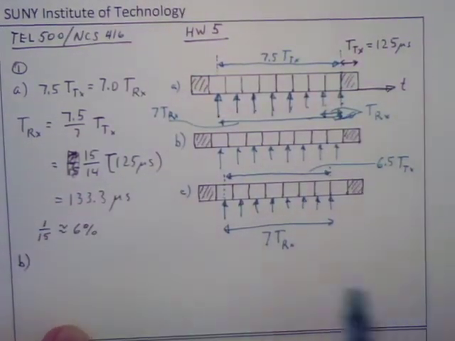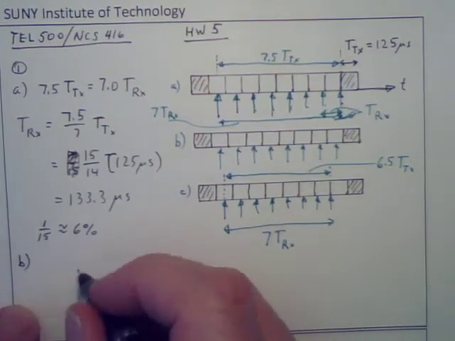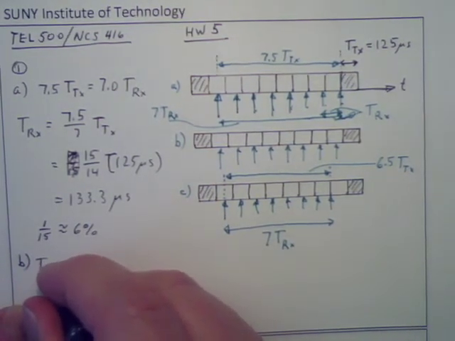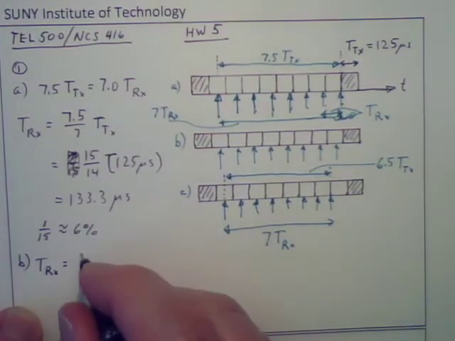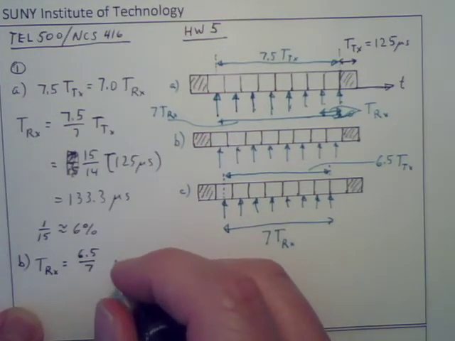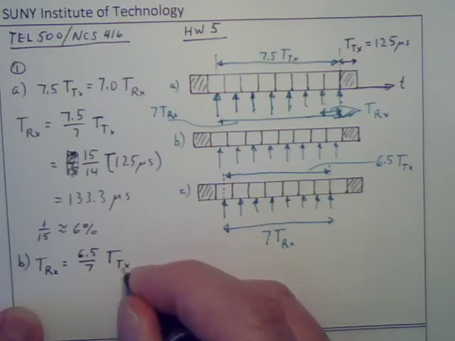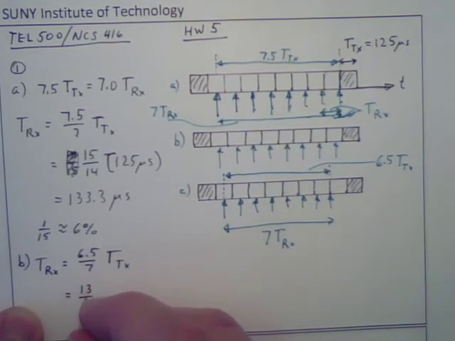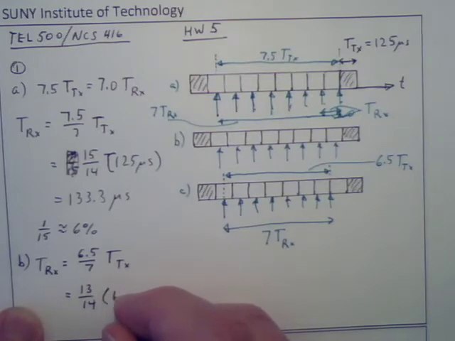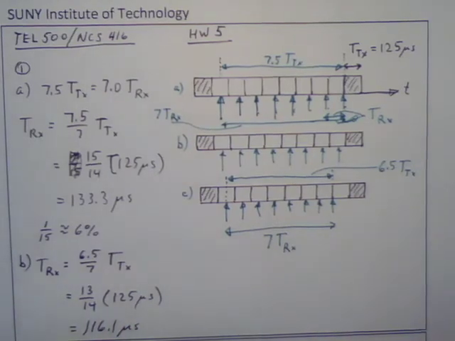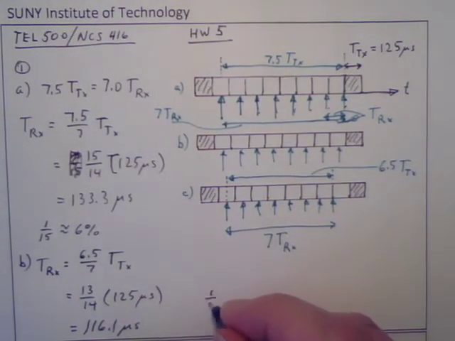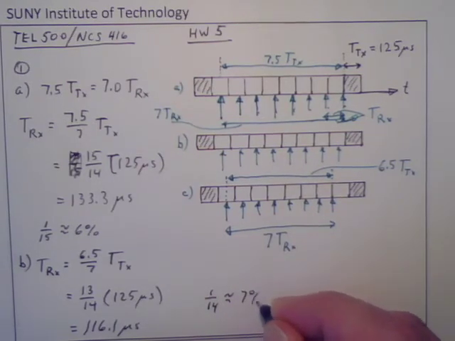Okay, and I'm going to do the same sort of calculation. The period of the receiver is equal to 6.5/7 of the T of the transmitter, which is equal to 13/14 of 125 microseconds, which is equal to 116.1 microseconds. And this represents an error of 1 part in 14, which is about 7%.